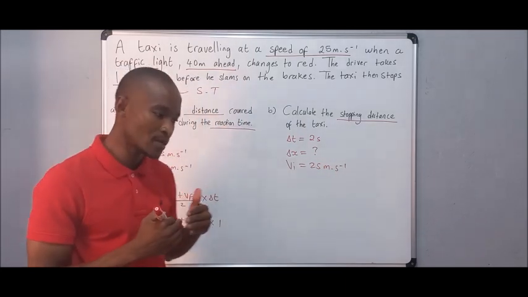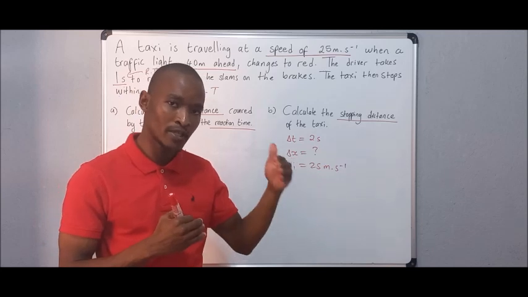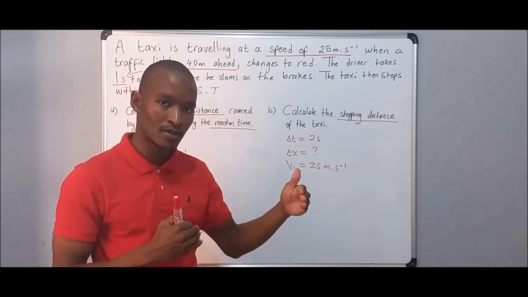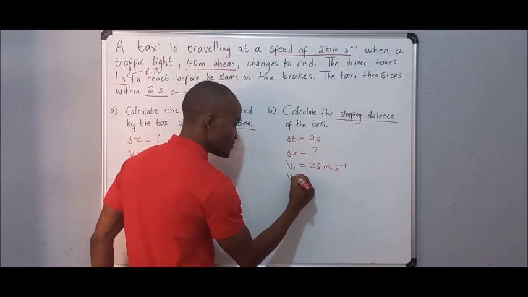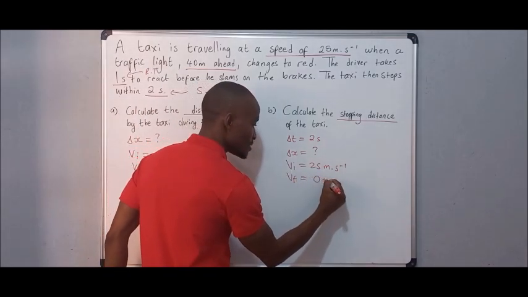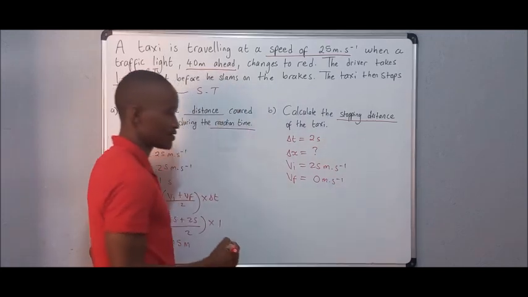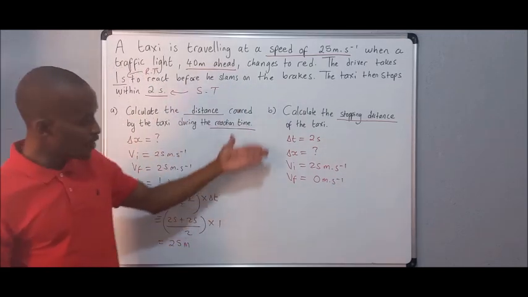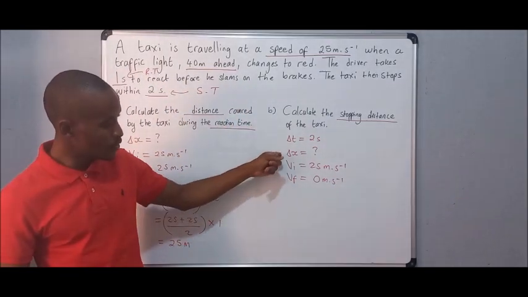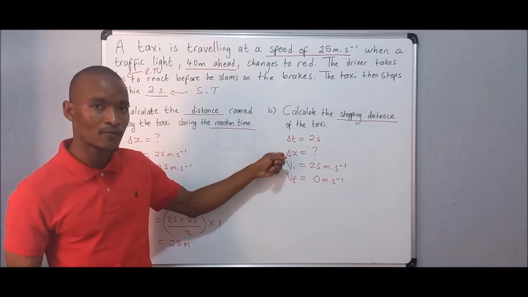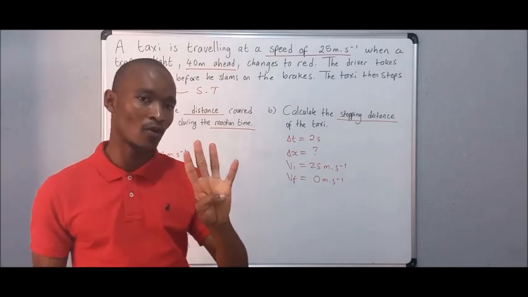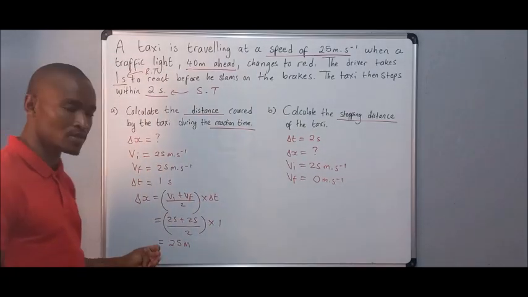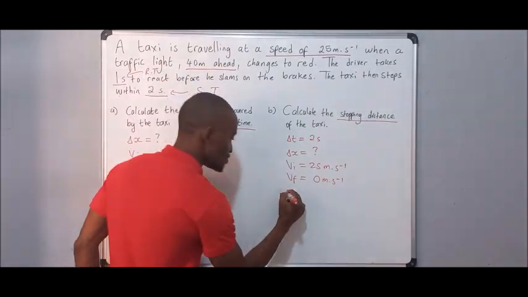Now, when the taxi comes to a stop, what will be the final velocity? You're right, 0 meters per second. So VF is 0 meters per second. So you have your quantities here and you understand what it is that you're looking for. Which one will be the best equation out of the 4? Again, I chose this one, so let's use it again.